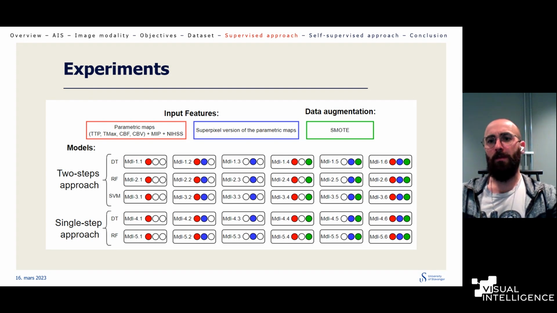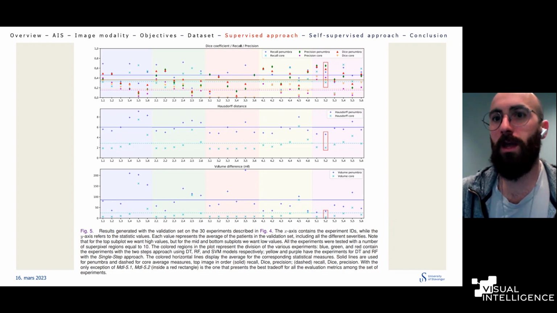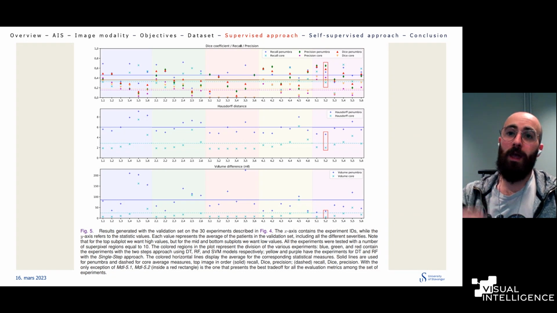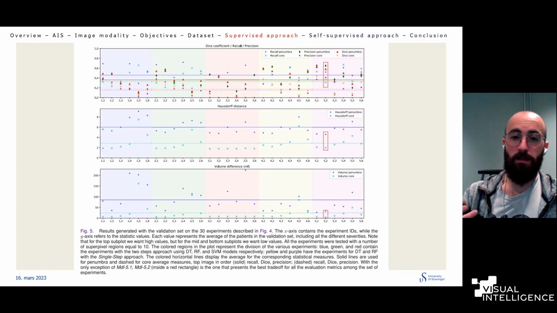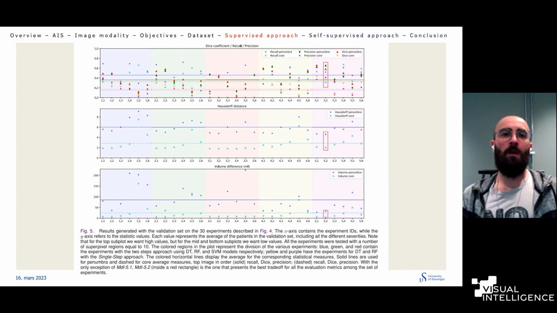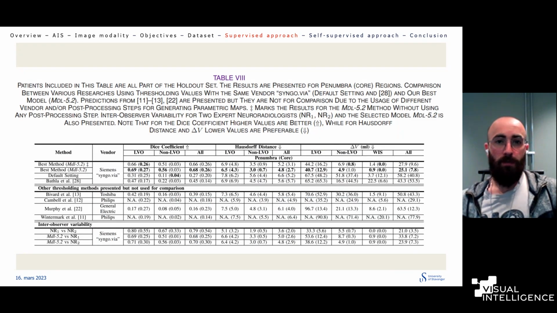So at the end, we have a set of 30 experiments, and I'm not going to bother you with a lot of result data here, but we saw that the model with a single-step approach, so everything fed to a single machine learning algorithm, which was the random forest, with super pixel and parametric maps as input, yields the best results for DICE and precision, for both regions, and also yields a very low difference between the actual and predicted volume. So that's the one that we use as our proposed best method, which is shown here in the table.